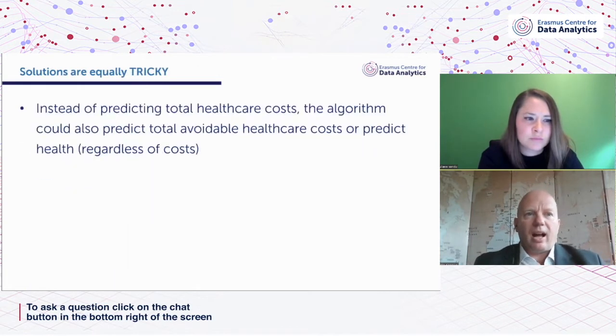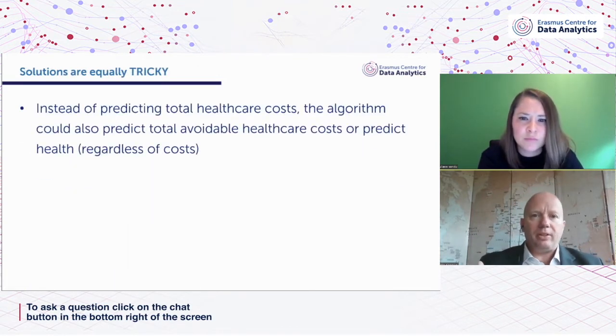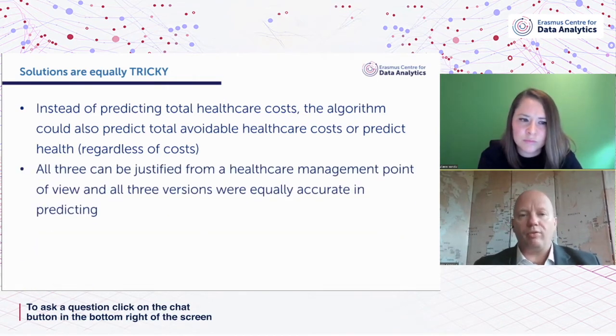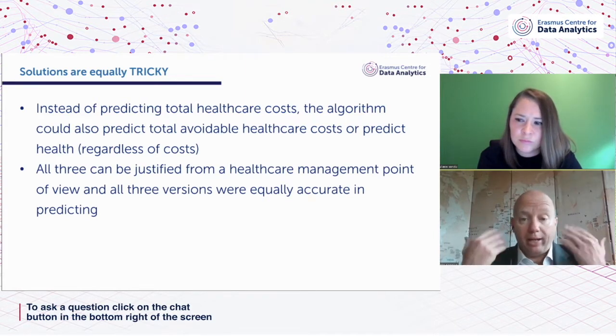So how do you solve that? Well, the researchers who studied this said, okay, well, instead of predicting total healthcare costs, we can also try to predict the avoidable healthcare costs, so emergency visits or overall health. And all of these are, from a healthcare management point of view, perfectly justifiable. What are you trying to predict? And they could develop models that were equally accurate.